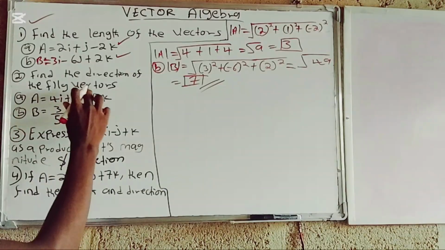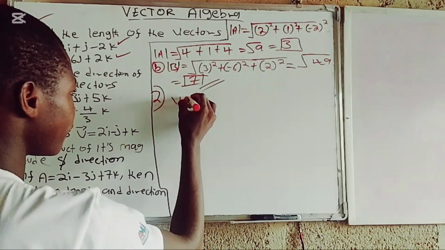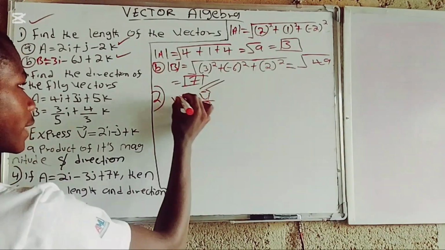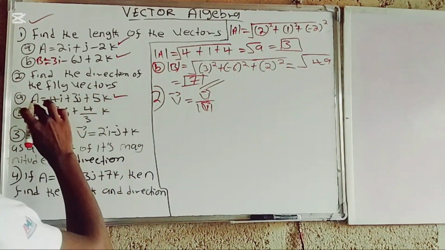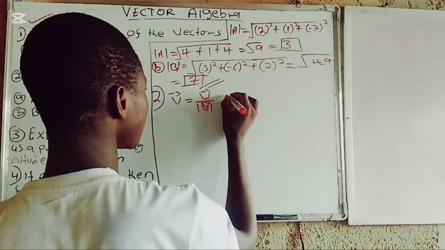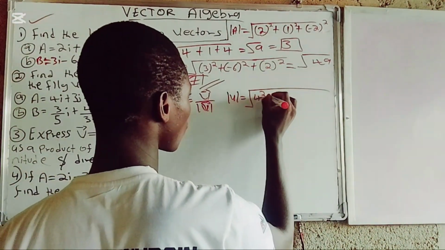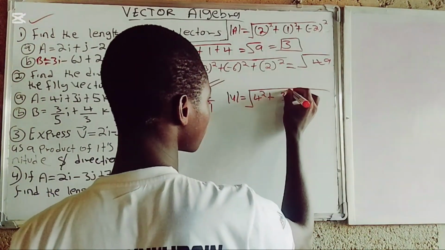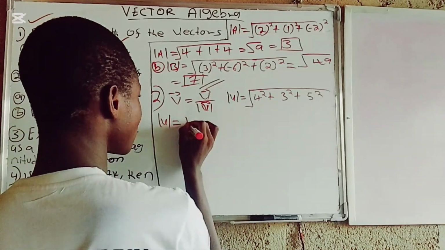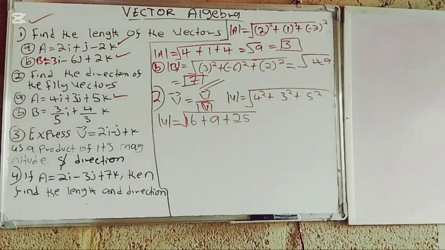The second question says find the direction of the following vector. We all know that the direction formula says the unit vector V is the same thing as V divided by the magnitude of that vector. So I have to first find the magnitude of this. To find the magnitude, I have to say the magnitude of vector V is the same thing as the square root of 4 squared plus 3 squared plus 5 squared, which is 16 plus 9 plus 25.